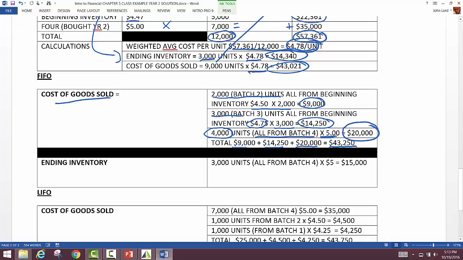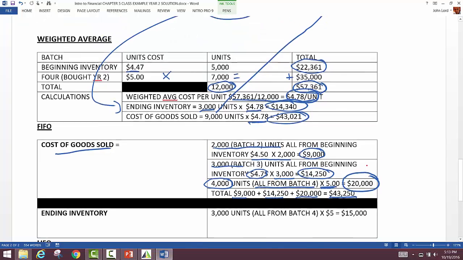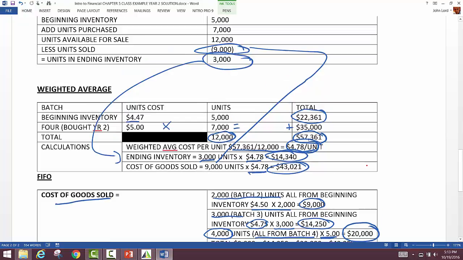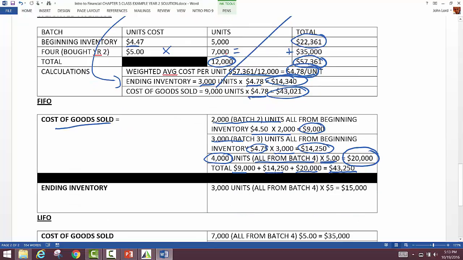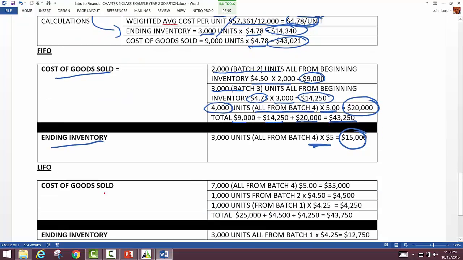Okay, and then remember, I'm assuming that I'm still left with 3,000 units in ending inventory, right? And I assume those 3,000 are the ones in the back of the fridge that cost $5 a piece. My ending inventory is 15,000, right? That's from batch 4. Okay, good.